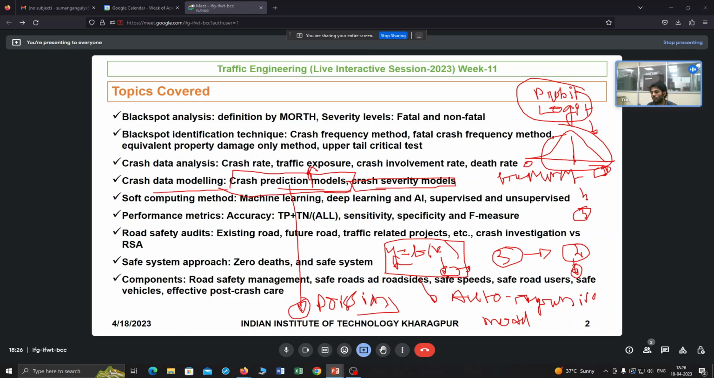One of the good models is the Poisson, which we generally use to model vehicle arrival. You already talked about this in traffic engineering, the vehicle arrival Poisson model, right? So if you remember, for vehicle arrival we use the Poisson model, and we can use this model for crash prediction models.